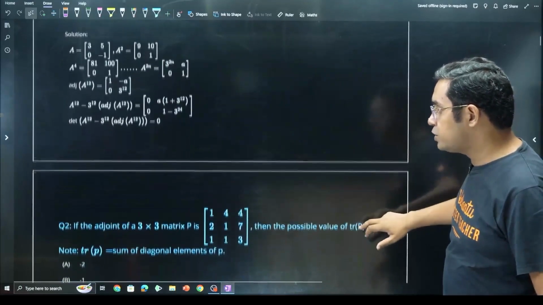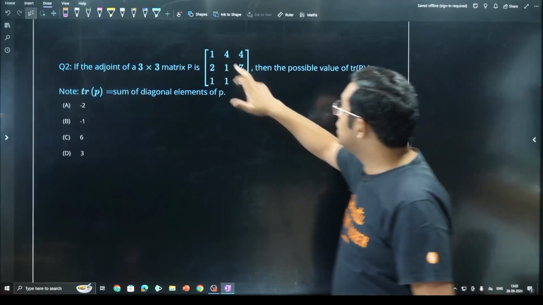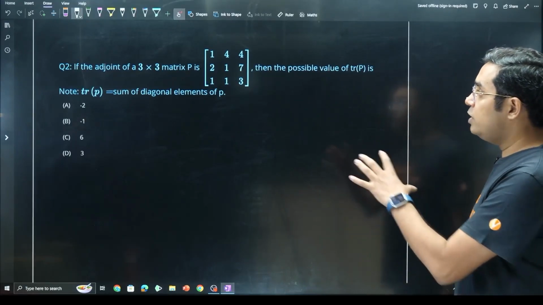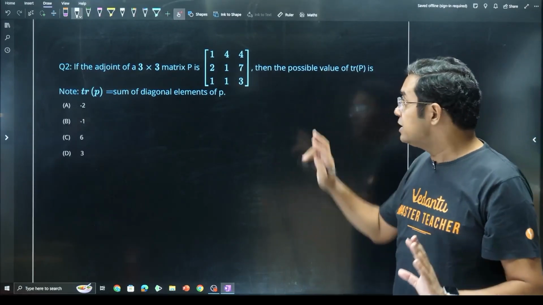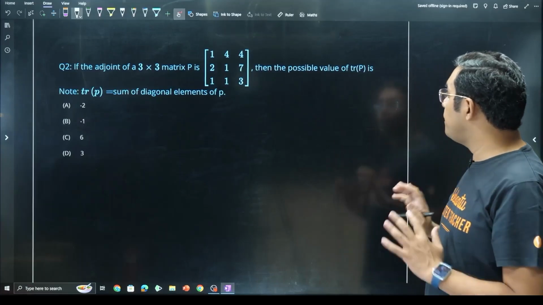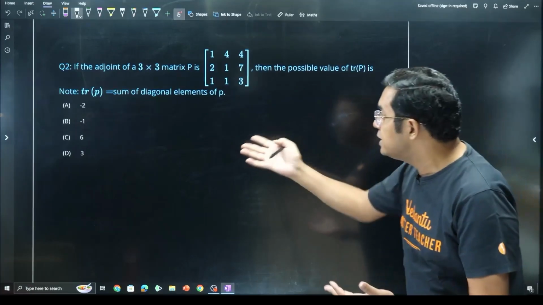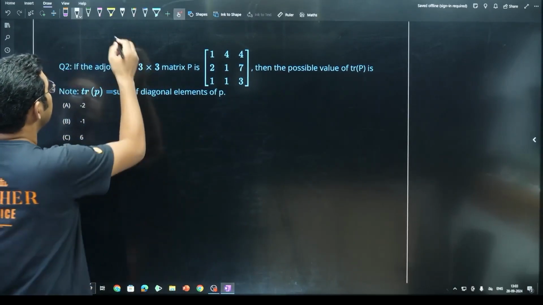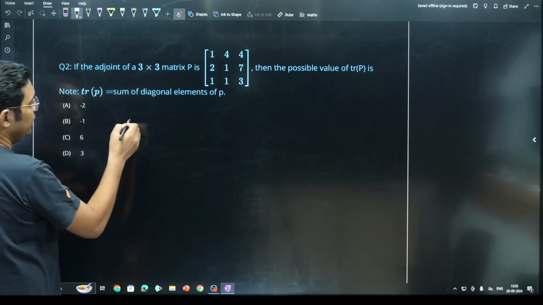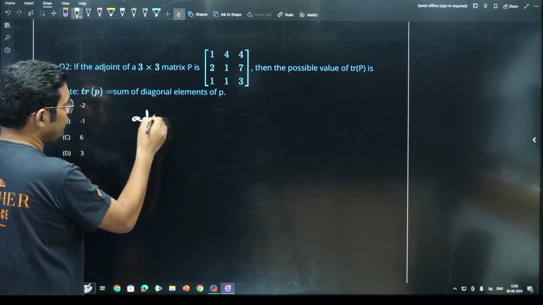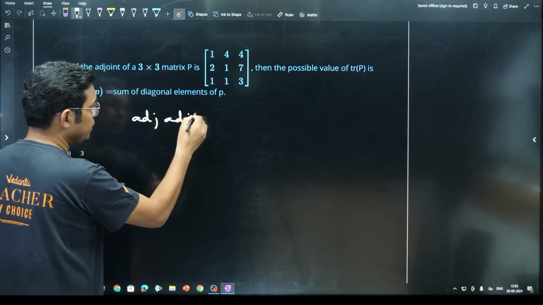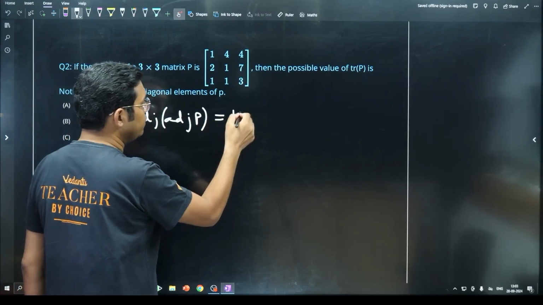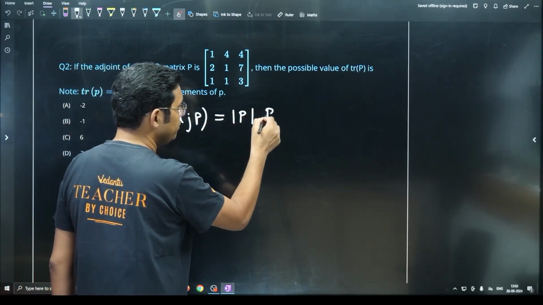Okay, now moving to the next question. Again a question on matrices only. We are given the adjoint of a 3 by 3 matrix P. So this is not P, this is adjoint of P, and we have to find the possible value of trace of P. Trace is the sum of diagonal elements of P. Okay, we will use one property here: if you take the adjoint of P, and then take the adjoint again, it becomes equal to determinant of P into matrix P.